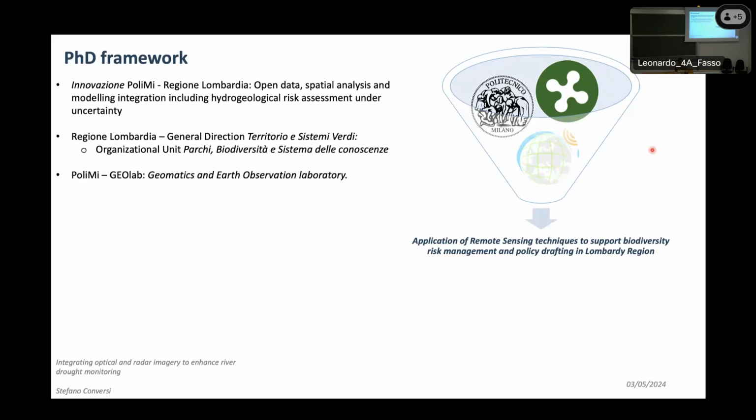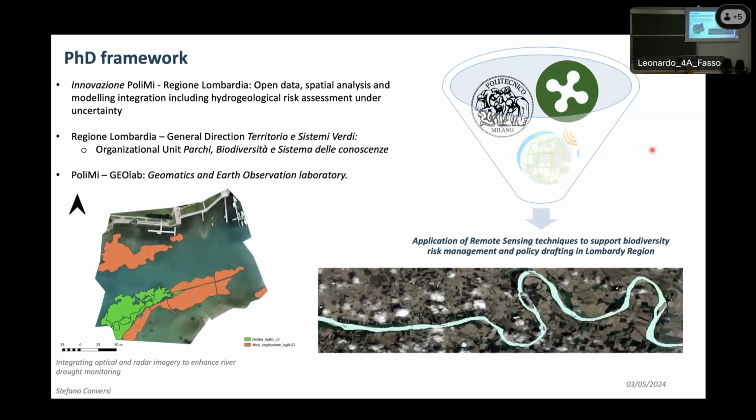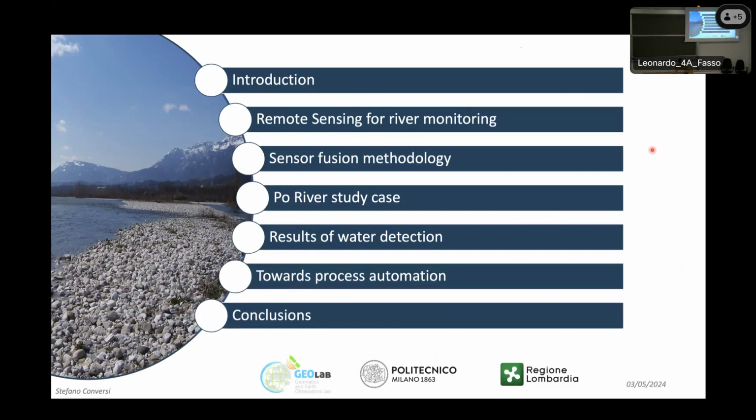Specifically, I'm involved in two projects. The first one is related to the identification and delineation of invasive vegetation in Lombardy lakes, and the other one, the one that I will present to you today, is related to drought monitoring, specifically river drought monitoring in the case study of the Po. All of this is meant to be done through remote sensing instruments, and we will see which instruments we will consider.